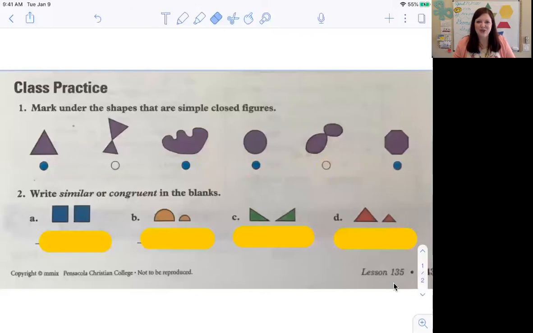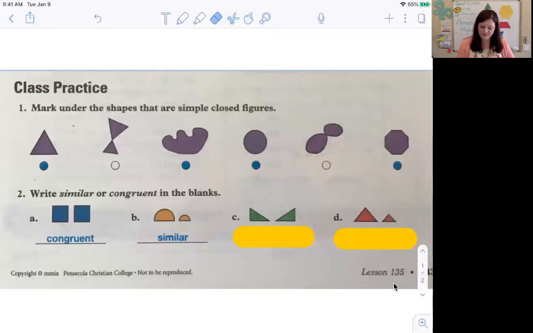Let's check section 2. Letter A, look at the two blue squares. Are they similar or are they congruent? They are congruent. They are congruent because they are the exact same shape and the exact same size. Letter B, they are similar. They are the same shape, but the size is different. One is much larger than the other one, or we could say one is much smaller than the other one.